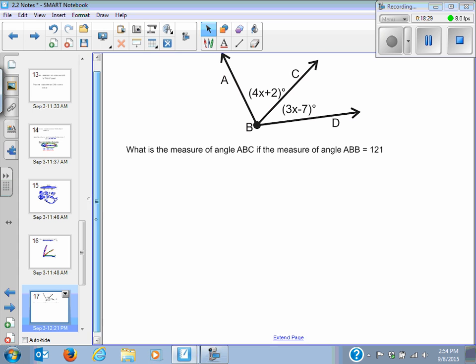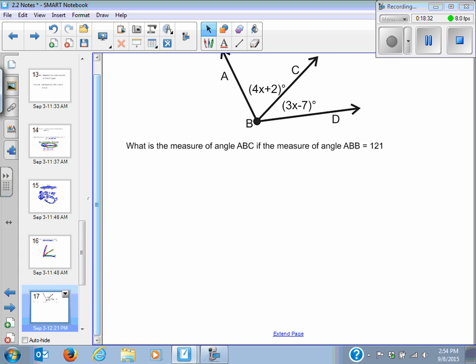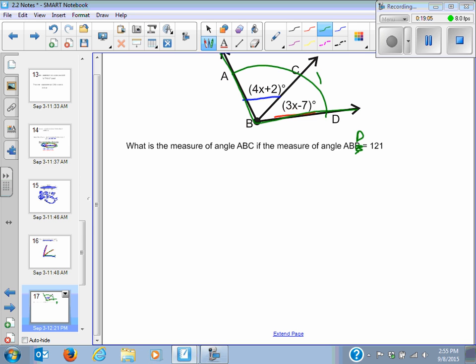So how can they do this? Again, it'll be something like this. We know that this angle right here is 4x plus 2. We know that this angle right here is 3x minus 7. And we know this whole big angle, AB, this should be D. I'm sorry, hold on. We know that this should be a D, and so it should be angle ABD. That whole thing from here to here is 121 degrees.